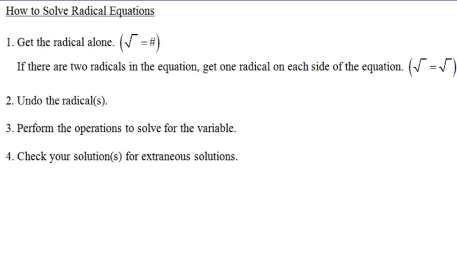So if it's the square root, or the 1/2 power, you would square it. The third root or the 1/3 power, you'd cube it. Fourth root or the 1/4 power, you'd put it to the 4th power and undo it that way. You perform the operations to solve for the variable like you normally do, and then check your solutions for extraneous solutions. We realize that not all the values that you solve for the variable work when you substitute it back into the original equation. So let's take a look at a couple examples.